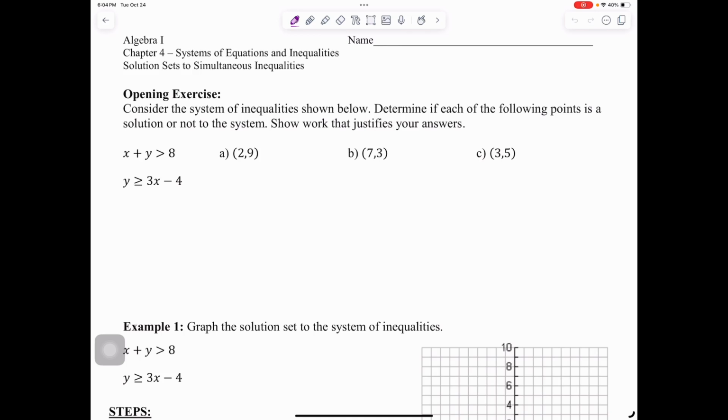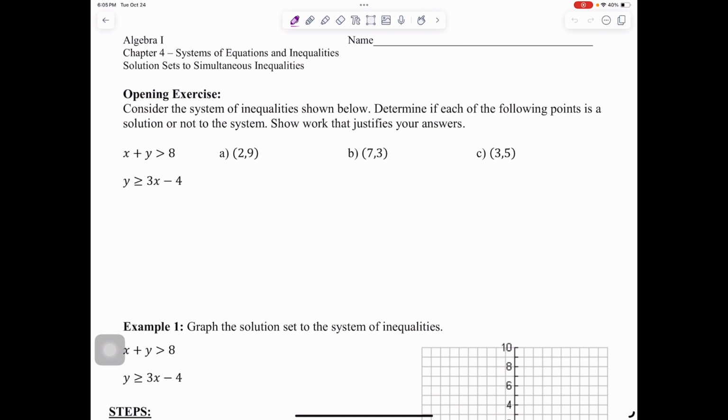Today's lesson is called Solution Sets to Simultaneous Inequalities. So for the opening exercise, I'd like you to consider the system of inequalities shown below. Determine if each of the following points is a solution or not to the system. Show work that justifies your answers.